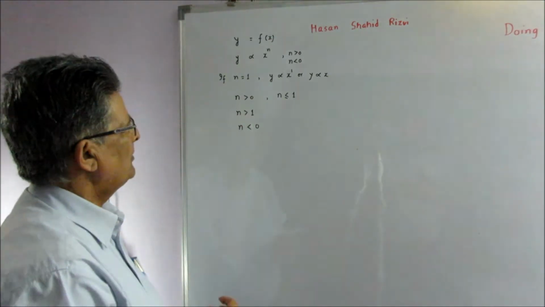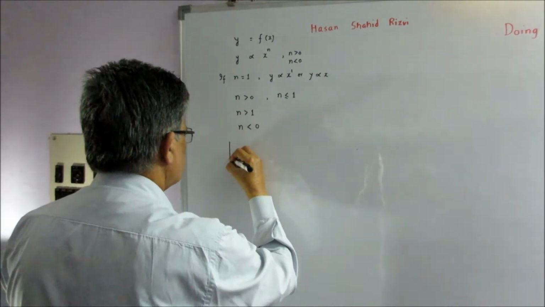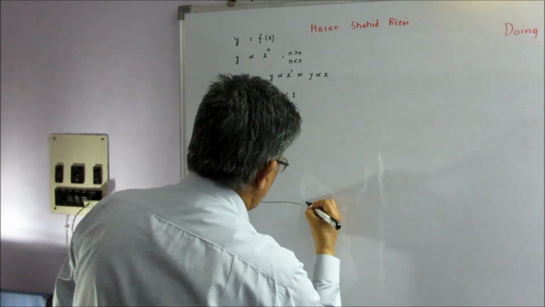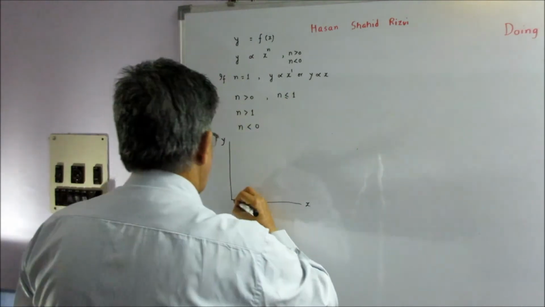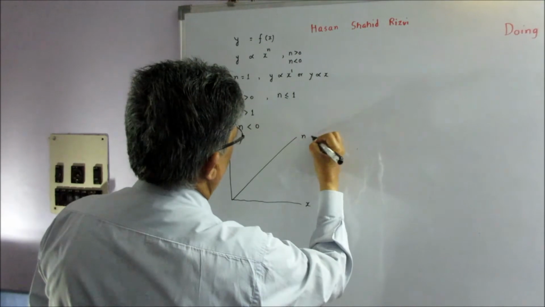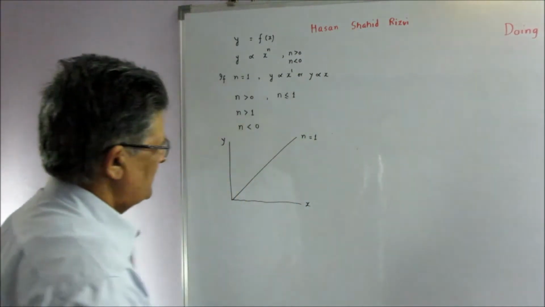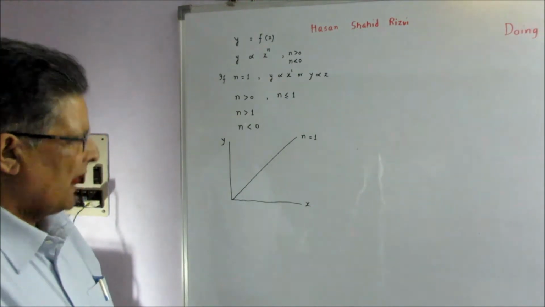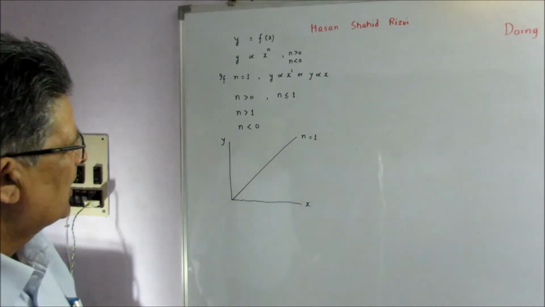But first of all, if we look into these functions and I take up the x variable and y variable and then plot the graph in which n is equal to 1, which is a linear graph. As x increases, so does y. I'll take specific examples of that and discuss that.